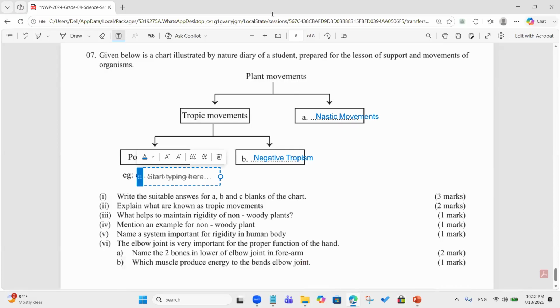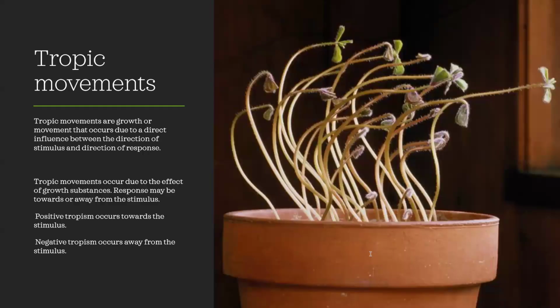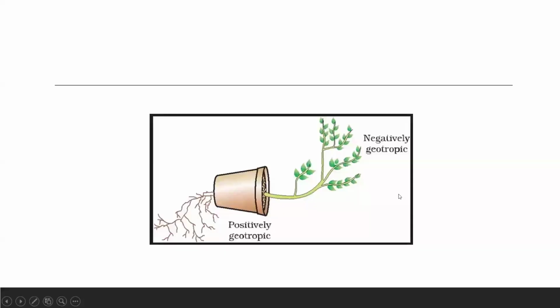Under plant movements, we learn several plant movements, no? The reason for calling them tropic is that they are growth movements that occur due to the direct influence between the direction of the stimulus and the direction of the response, right? So here the stimulus is light, and the direction of the response means that when the plants are growing, they grow towards the light. Sometimes there are tropic movements which happen away from the light, right? So tell me the names of these movements. How do you call this tropic movement? Yeah, the first one.